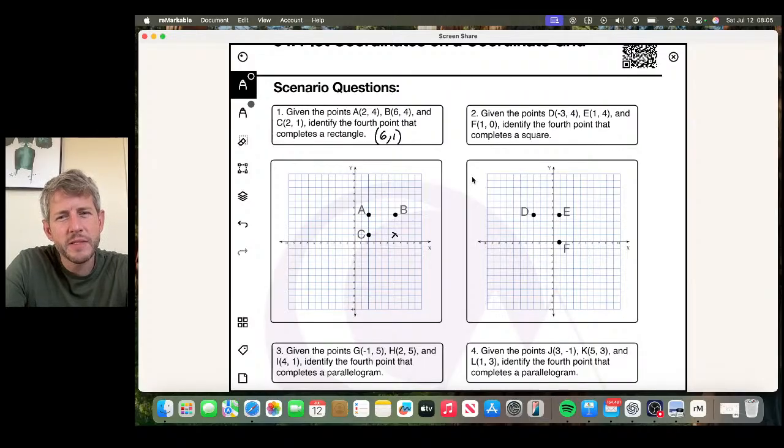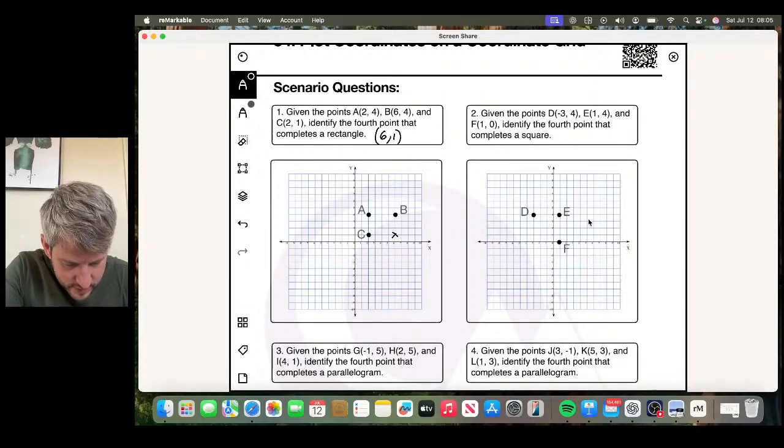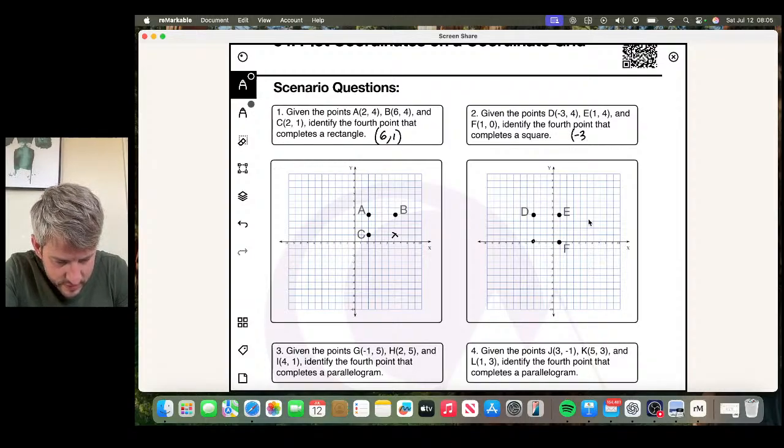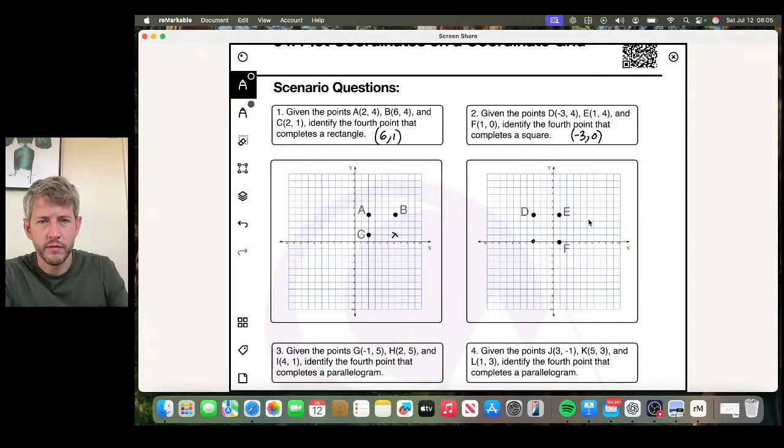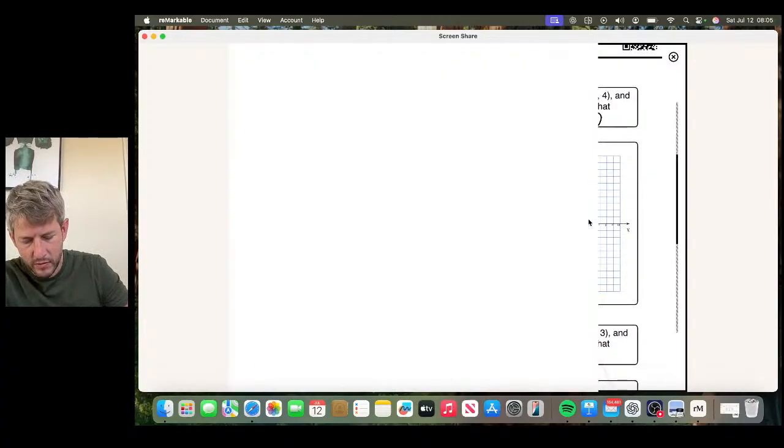Is that clear that it's expected to give the coordinate? I don't know if it is. Let's have a think about that. Given the points D is negative 3, 4, E is 1, 4, and F is 1, 0, identify the fourth point that completes a square. Okay, so that's going to be here. So that is minus 3, 0.